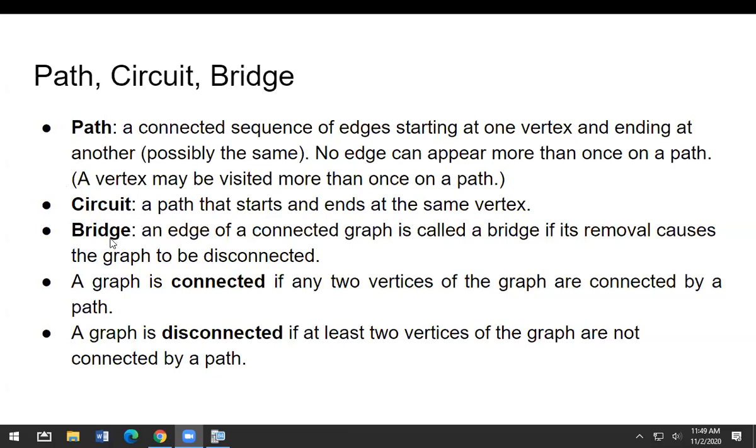Okay? Bridge. A bridge is an edge of a connected graph if its removal causes the graph to be disconnected. We're going to talk about this again when you return after the test on Monday. And a graph can be connected or disconnected. So we will talk about this again when we return.